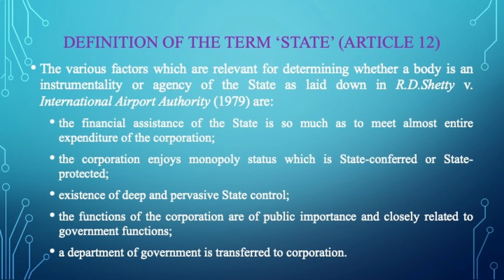In R.D. Shetty versus International Airport Authority, the Supreme Court held that factors relevant for determining whether a body is an instrumentality or agency of the state are: 1. Whether the financial assistance of the state is so much as to meet almost the entire expenditure of the corporation, 2. Whether the corporation enjoys monopoly status which is state conferred or state protected, 3. Whether there is deep and pervasive state control, 4. Whether the functions of the corporation are of public importance and closely related to government functions, or whether a government department is transferred to corporation.